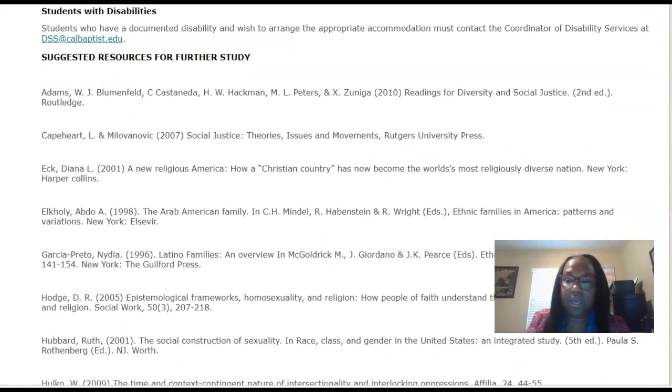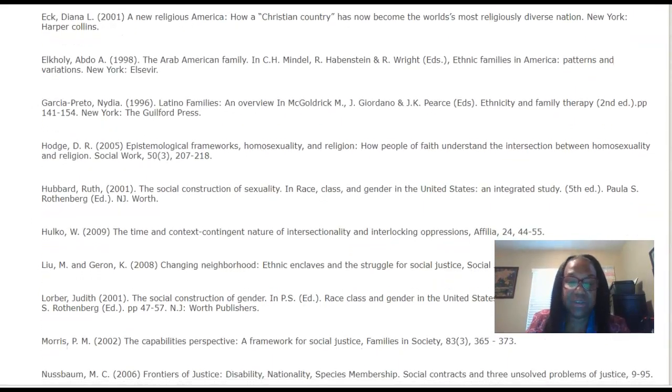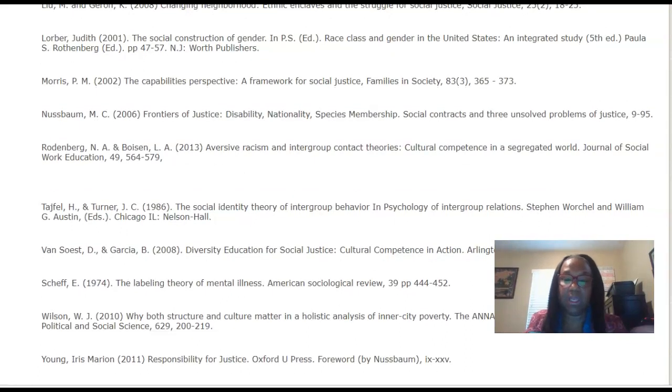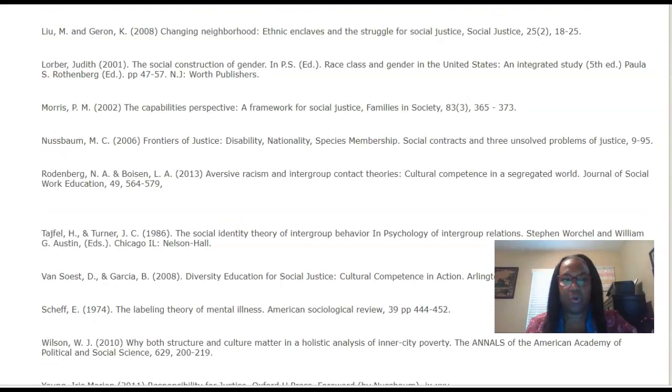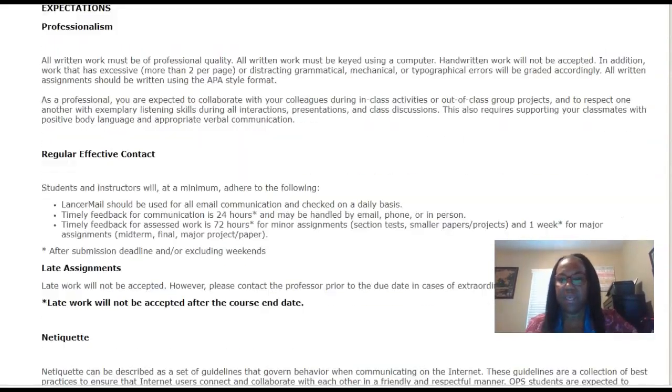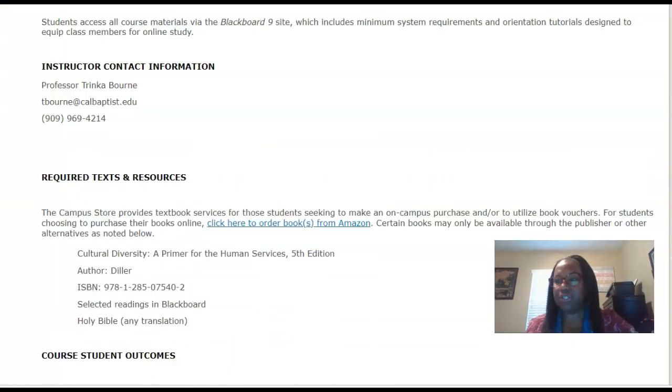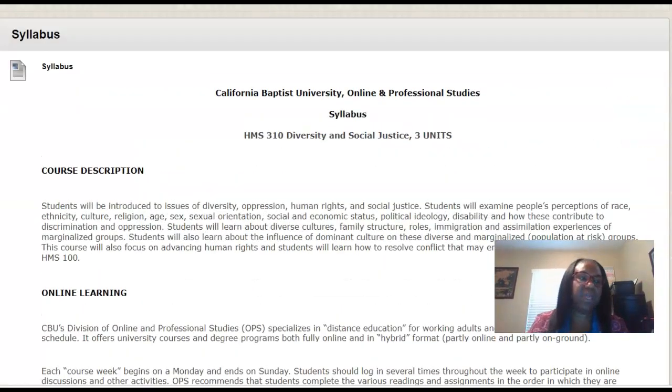If you are interested in any suggested reading, further reading, that is included in the syllabus as well. There are a lot of different topics that support all that we are going to discuss over the next 8 weeks. So I'm going to scroll back up and head over to our learning activities for the week.